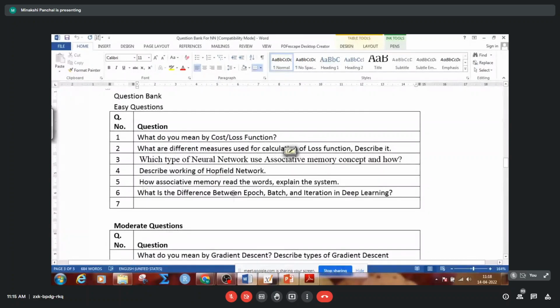How associative memory works: read the words, explain the system. Already I have given you the answer for this. What is the difference between epoch, batch and iteration in deep learning? OK, so epoch, batch and iterations.